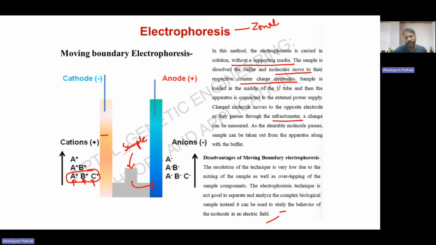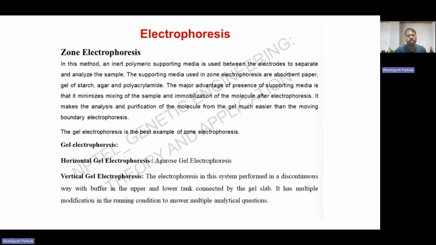Behavior of molecules in an electric field. Okay. Now zone electrophoresis is the one where we have agarose gel electrophoresis and SDS-PAGE gel electrophoresis. The difference is that there we were not using any media, but here we are using a supporting media. This supporting media can be anything: absorbent paper, starch, agar, or polyacrylamide. For SDS-PAGE, it is polyacrylamide. For agarose, which we use to analyze our DNA samples, it is agar, or it can be absorbent paper as well.